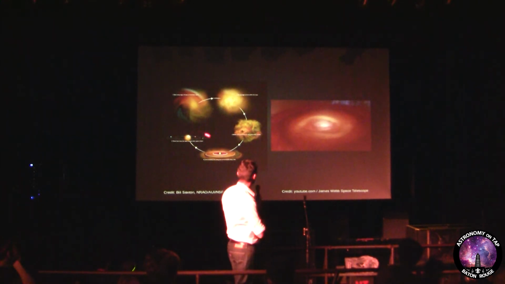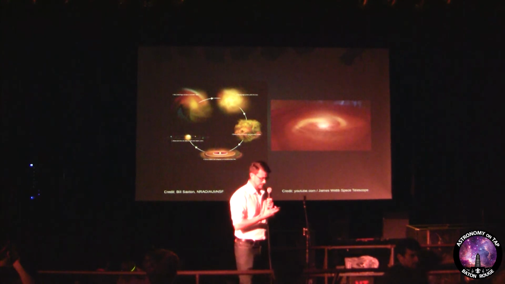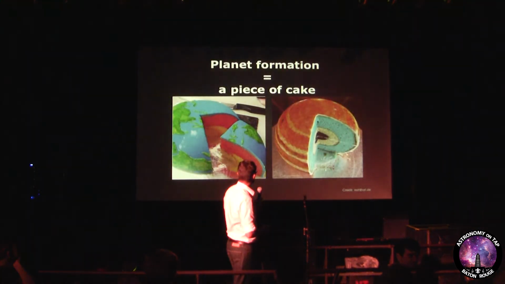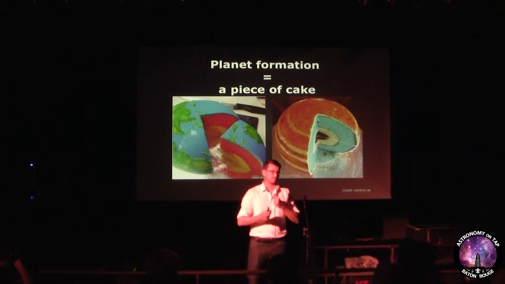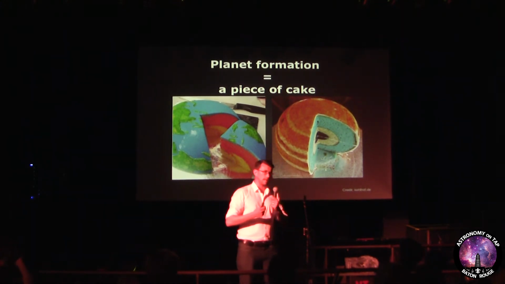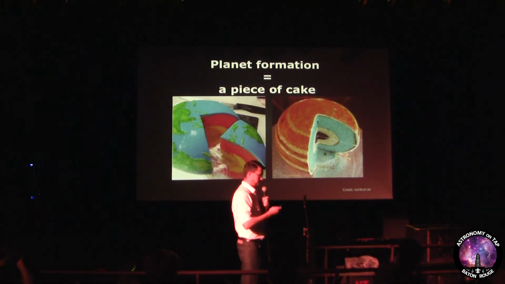And at the end of this process, you're left over with your planetary systems. So you see, planet formation is like a piece of cake. You mix flour and sugar. Eventually, these components stick together, and you get a solid body out of it.